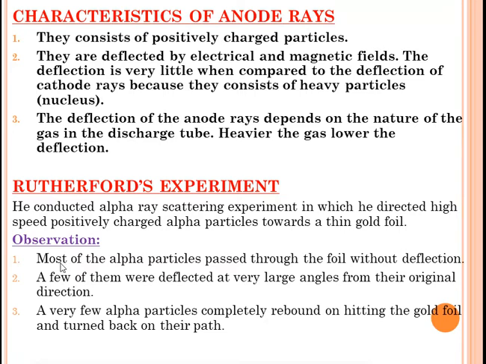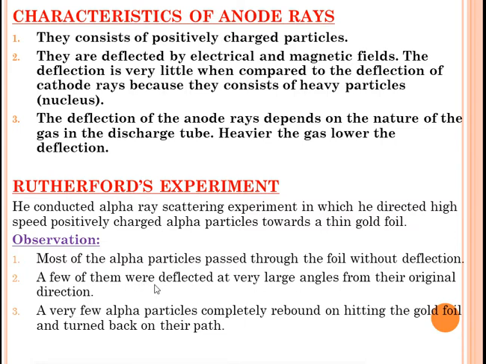When he conducted the experiment, most of the alpha particles pass through the gold foil without deflection. Means when he placed one gold foil and applied the alpha ray particles, most of the alpha rays will pass through the foil without deflection. They will not deflect, means they will not come back. They will move towards the gold foil. They will pass the gold foil.